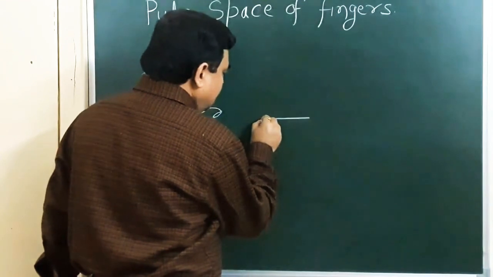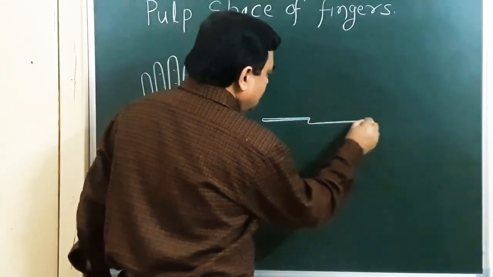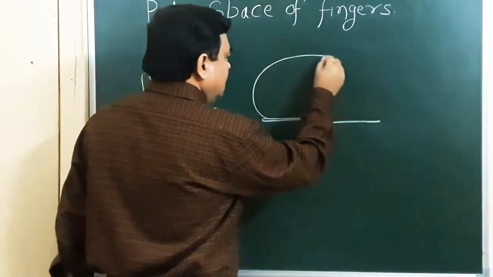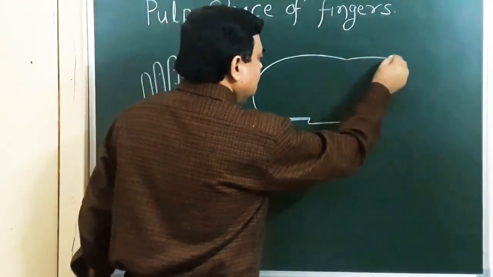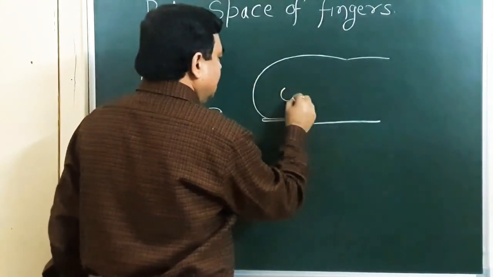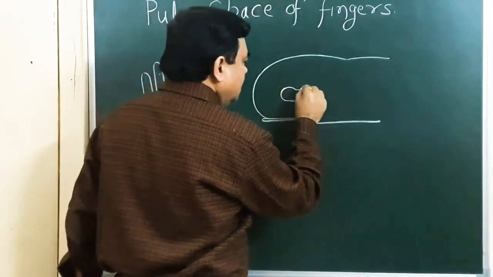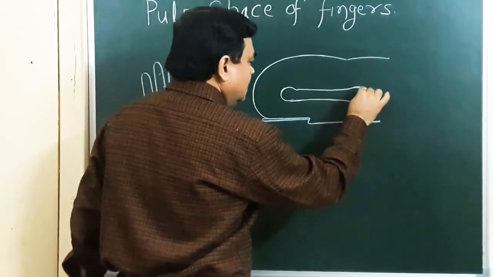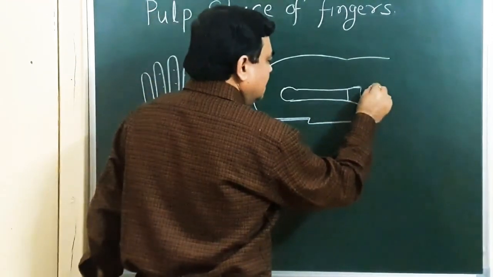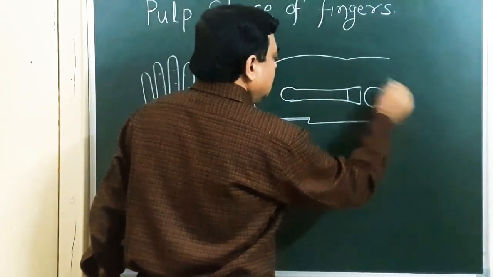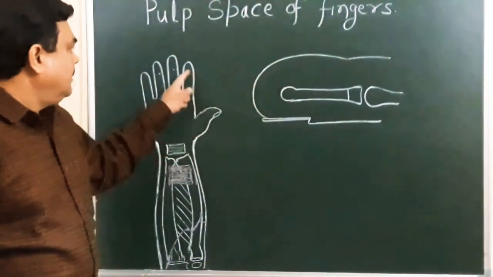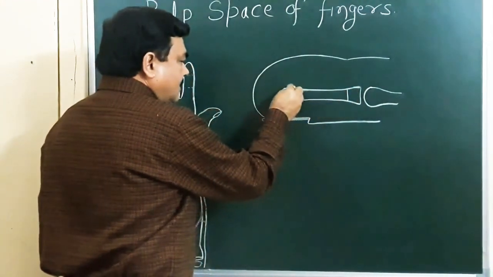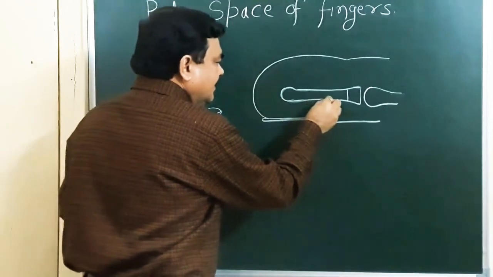this is the nail bed. Here is the nail bed. Here is the terminal phalanx. This is the periosteum of the distal phalanx.